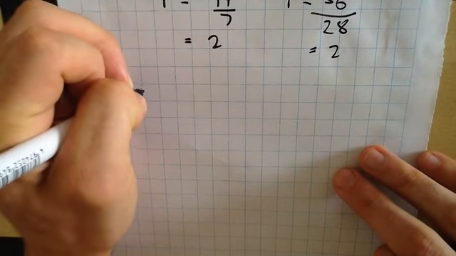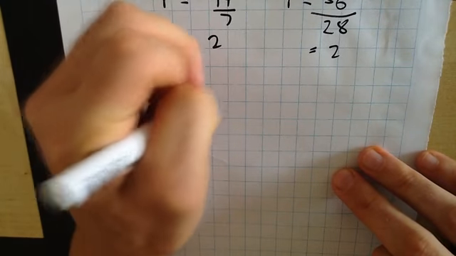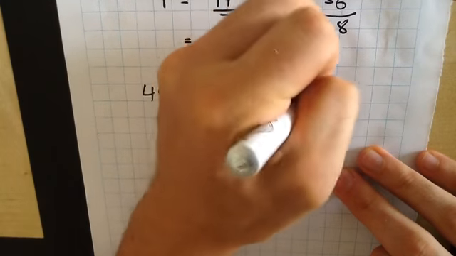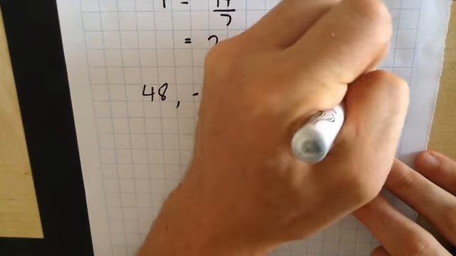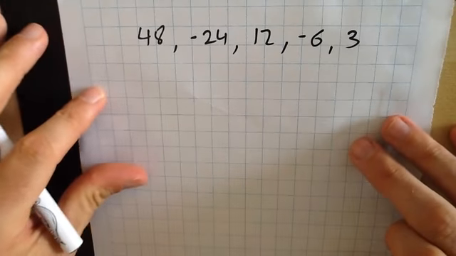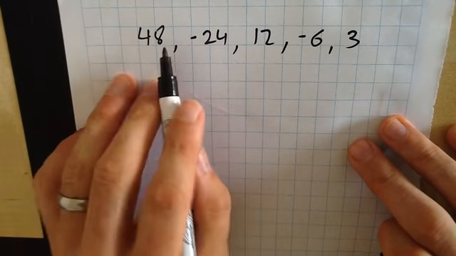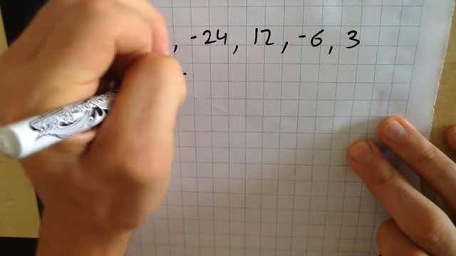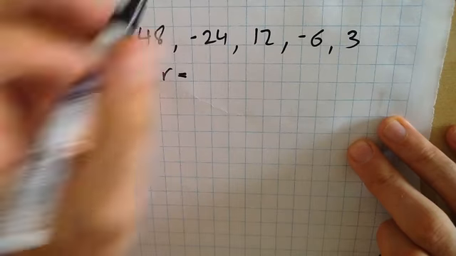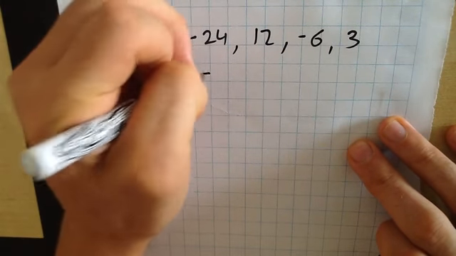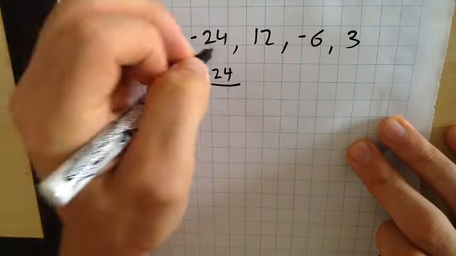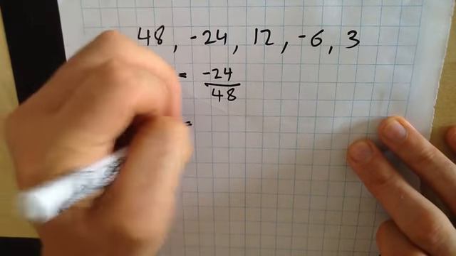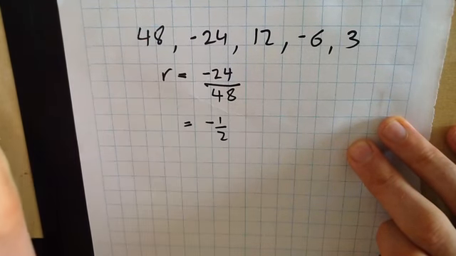Let's do 48, 24, 12, negative 6, 3. Okay, so let's say we've got a sequence here, and we immediately notice it's not an arithmetic sequence because the difference is different. So let's figure out what the common ratio is. I pick a term, so let's pick negative 24, and I divide it by the term immediately before it in the sequence. So that'd be 48. That gives me a common ratio of negative a half.